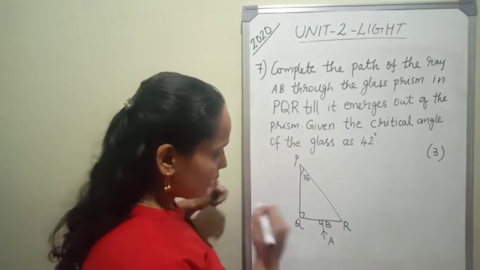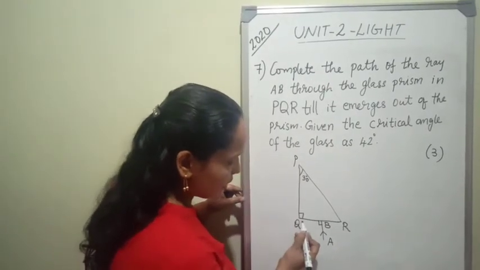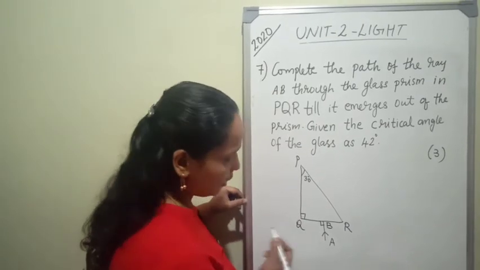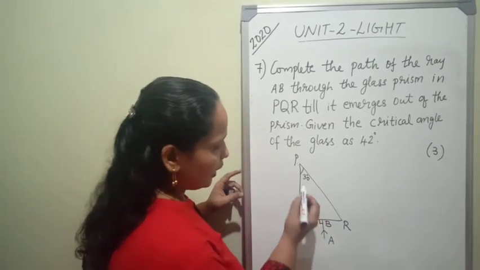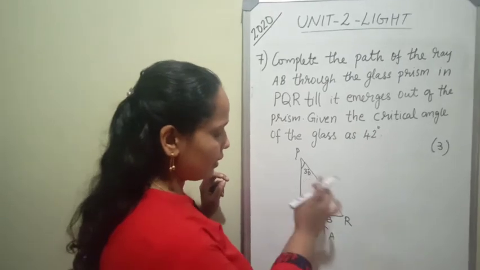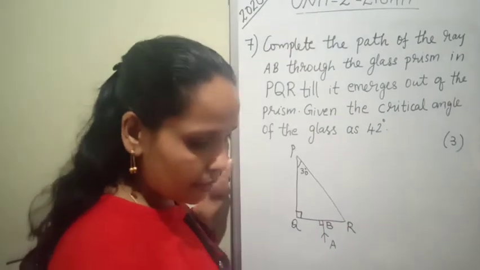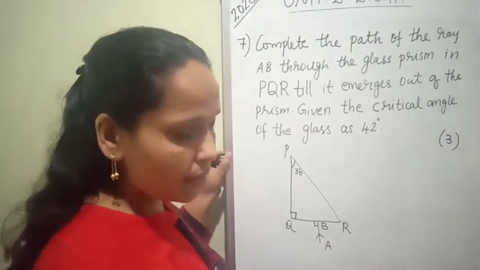Okay. And here what is the meaning of this? This is a right angle. Okay. This is 90 degree and this angle is 30. Then what will be this angle? This is going to be 60.